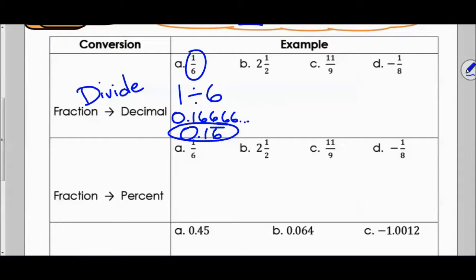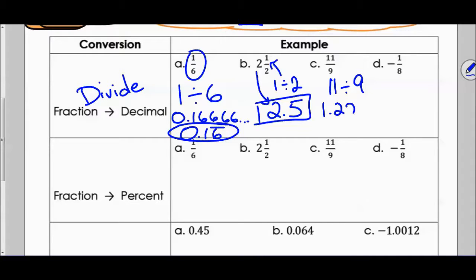When we have a mixed number, we're going to do that same thing. Here it's saying 1 divided by 2. That would give us 0.5. And we really just carry the whole number part of that down. So it's 2 and 0.5, 2.5. Letter C, we have an improper fraction. It works the exact same way. The only difference here is that we know it should be a number bigger than 1. We do 11 divided by 9. We should get some number that's bigger than 1. It's 1.222 repeated, or 1.2 with a line over it.